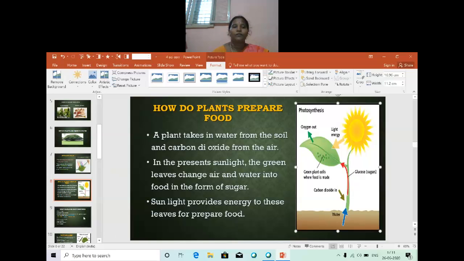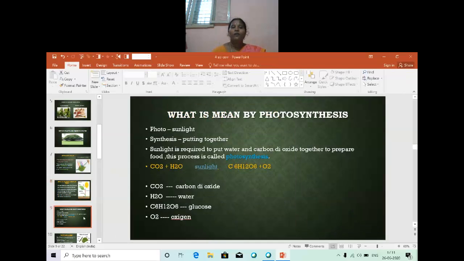See, I told you, plants can make food. This process is called photosynthesis. What is photosynthesis? Photo means sunlight. Synthesis means putting together. See, your mother prepares food in the kitchen of your home. For example, she is preparing one delicious biryani.